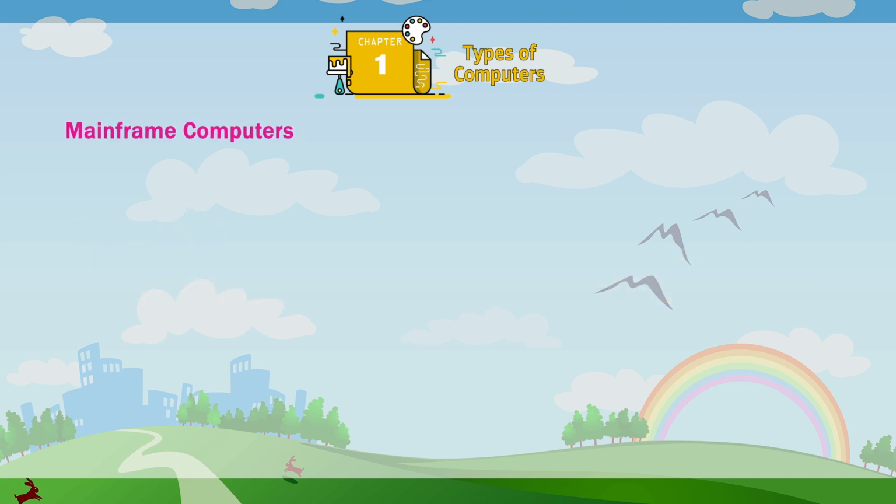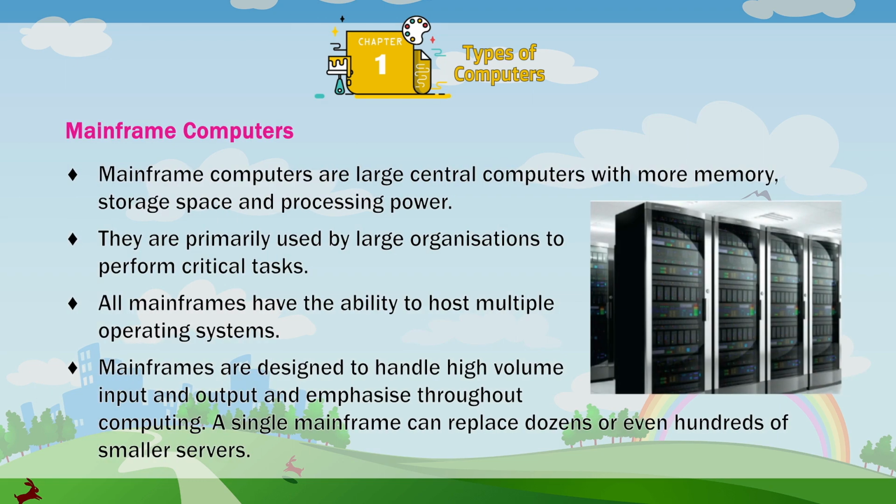Mainframe computers. Mainframe computers are large central computers with more memory, storage space, and processing power. They are primarily used by large organizations to perform critical tasks. All mainframes have the ability to host multiple operating systems. Mainframes are designed to handle high-volume input and output and emphasize throughput computing. A single mainframe can replace dozens or even hundreds of smaller servers.